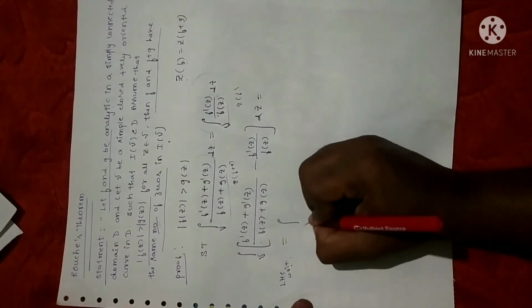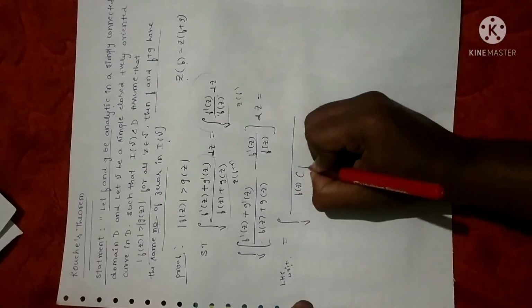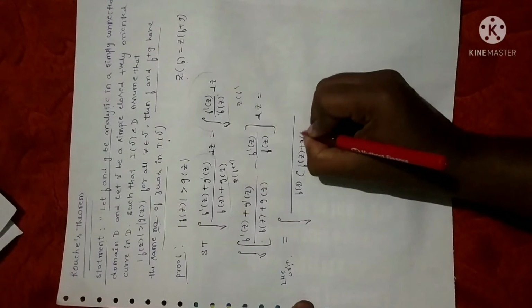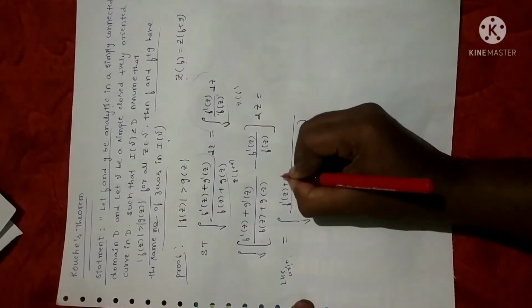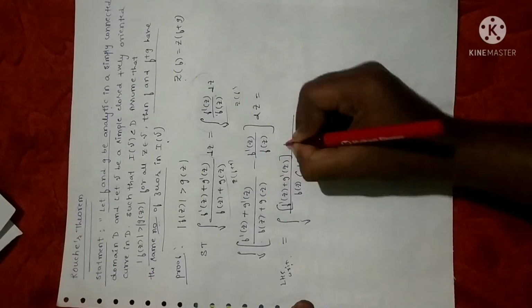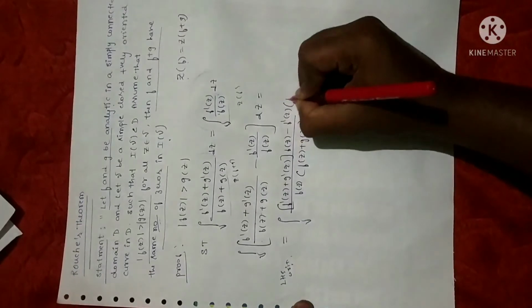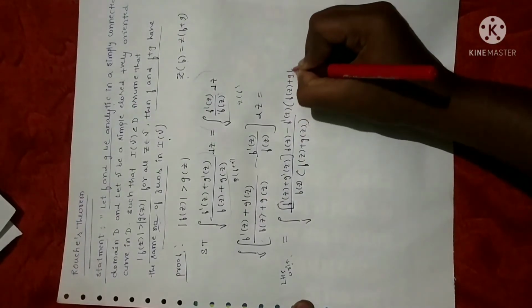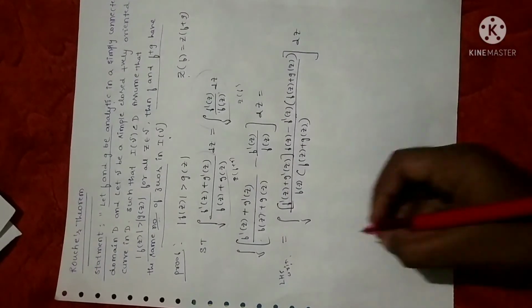So I'll take the LCM. So what is the LCM here? f of z into f of z plus g of z. So when you take the LCM, you will get f dash of z plus g dash of z into f of z minus f dash of z into f of z plus g of z, just the LCM I have taken, into dz. Now let me simplify this.